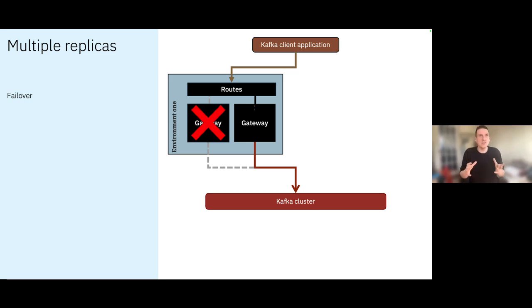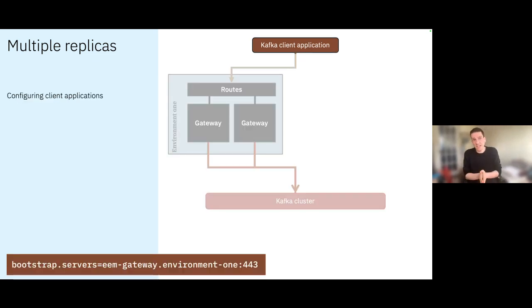You know, it's not something you would need to worry about. It's just part of the Kafka protocol. So how do you do this? From the application side, you just need to configure the client application with that front address that's fronting all of the replicas. So if it's OpenShift, it would be the address of the route.